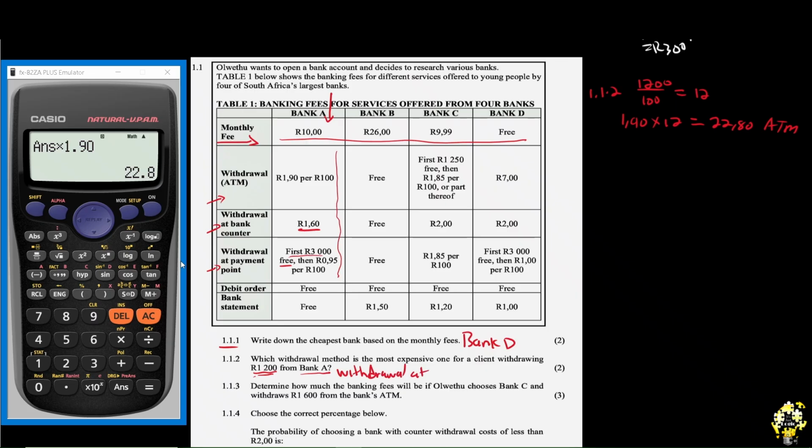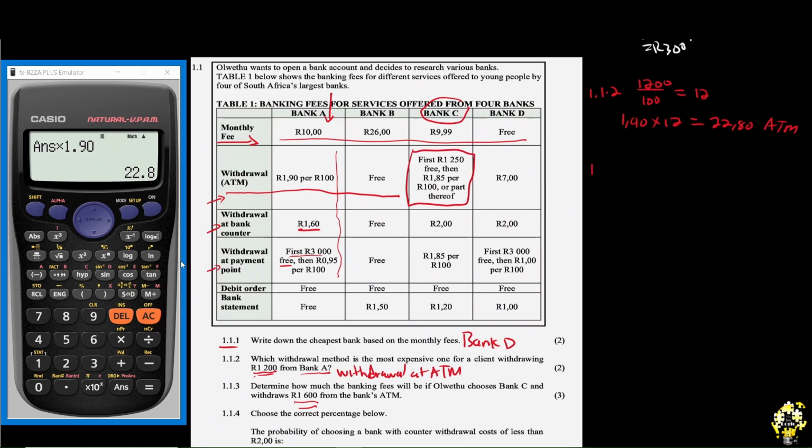Withdrawal at an ATM, or ATM withdrawal, is the one which is the expensive one. 1.1.3. Determine how much the banking fees will be if Oluweti chooses Bank C and withdraws 1,600 from the bank's ATM. They want to withdraw at a bank's ATM, and it's Bank C. This is where we are.